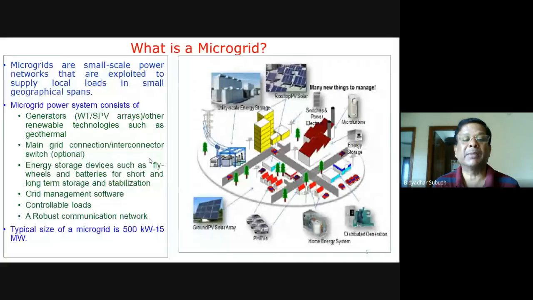And we have the grid management software and some controllable loads, a robust communication network. If you look at all of them here in this microgrid, we have the rooftop solar, the different wind turbines, and then we have the storage, the switches, the distributed generating sources, the plugged-in electric vehicles, and also the ground-connected photovoltaic arrays, and these micro turbines, and many more things.